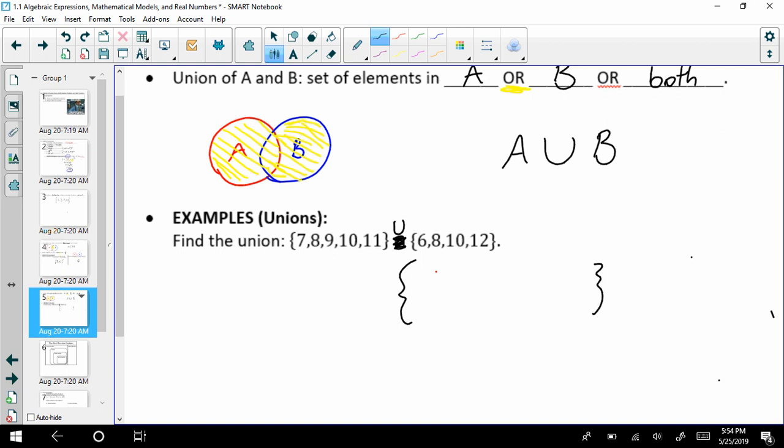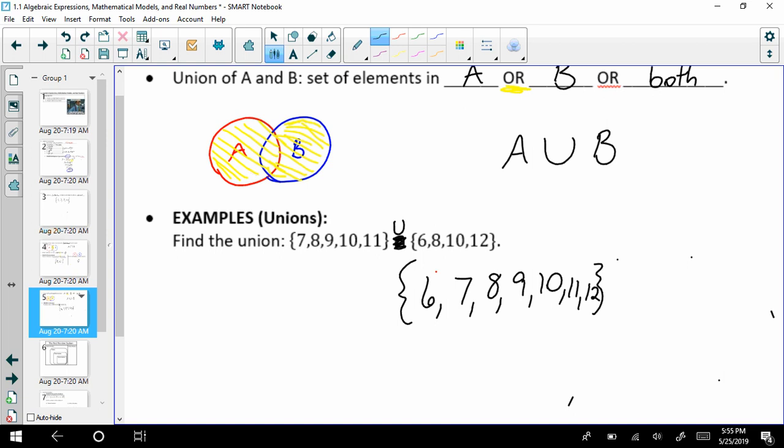I want the set of numbers that they have in common completely. So notice the right one has a 6, but the left one doesn't. I don't care. I'm combining everything together. The left one has a 7, but the right one doesn't. I don't care. It's going to be in the union. They both have an 8, so great. There's a 9, there's a 10, there's 11, and there's a 12. So the union is literally everything together, united.